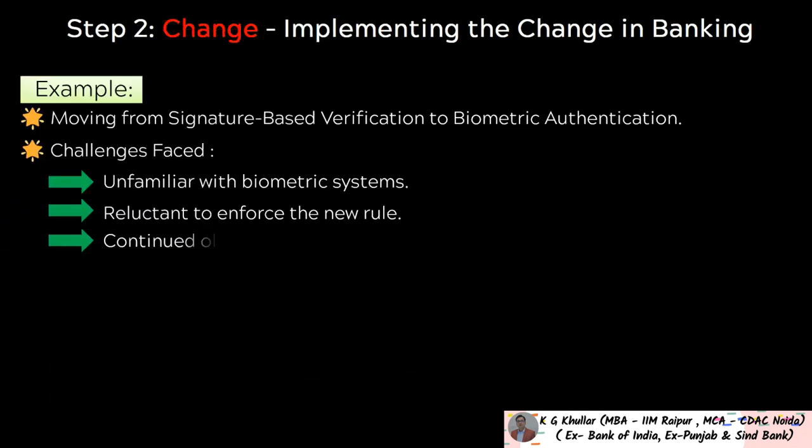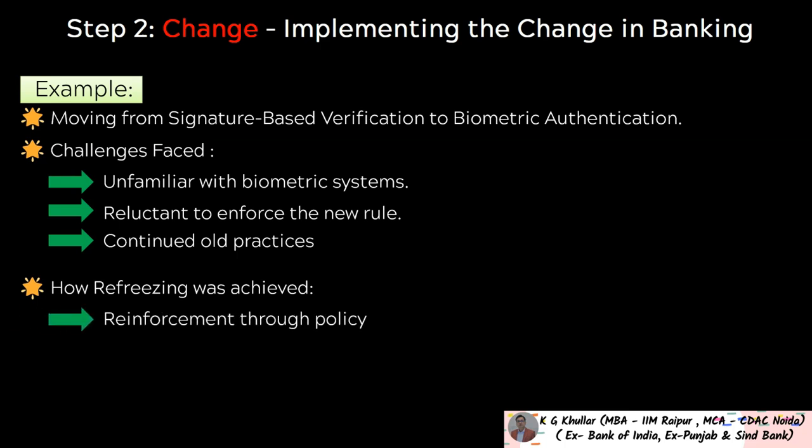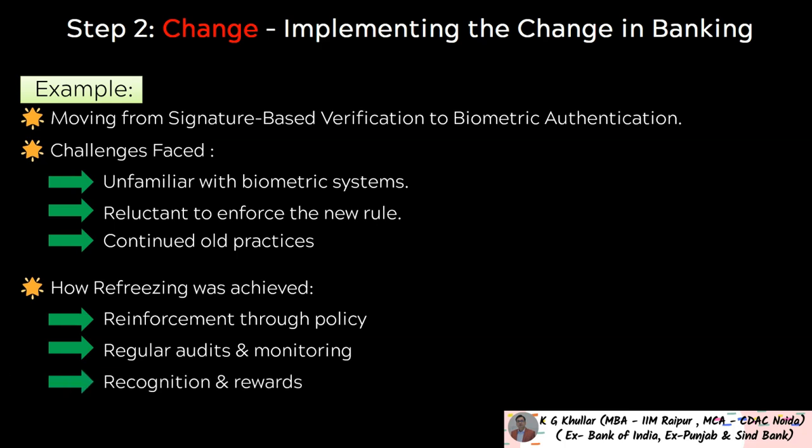So how was refreezing achieved here? This can be done by RBI mandating biometric authentication, making it non-optional. Then second is regular audits and monitoring. Here compliance teams must ensure full branch adoption. And lastly, by recognition and rewards. Here employees who actively helped in the transition are recognized and rewarded.